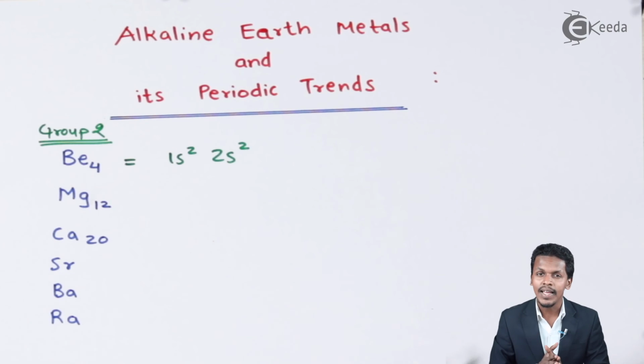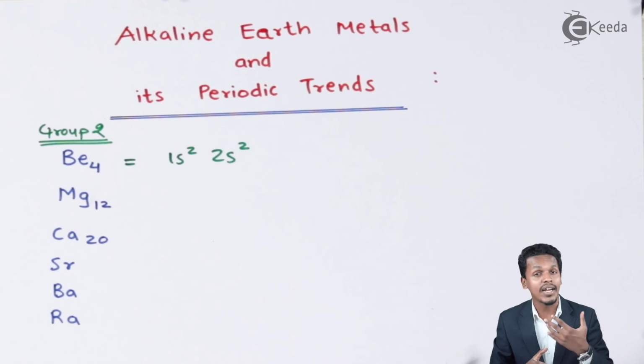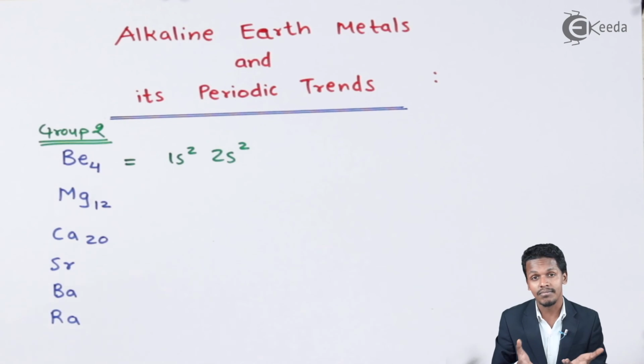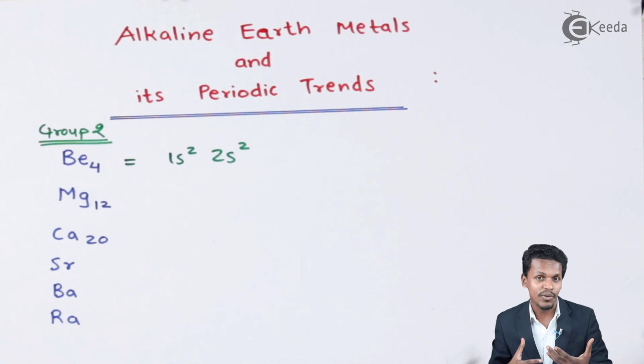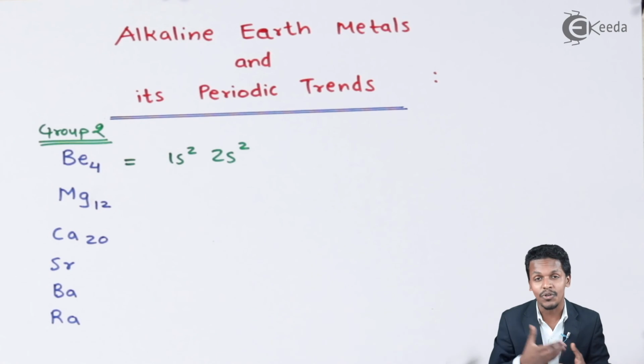So we could easily say that beryllium is more electronegative because of its smaller size, and talking about radium, it is less electronegative, or we could say it is more electropositive. So these were a few periodic trends, as well as a few points about the alkaline earth metals.